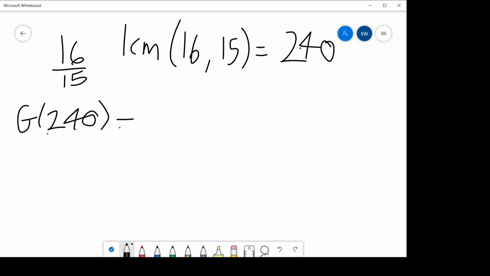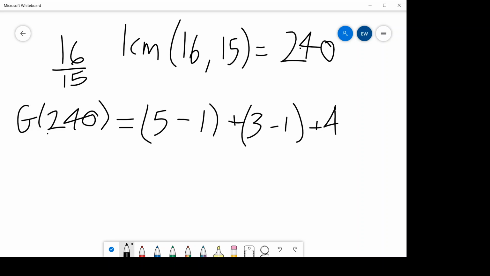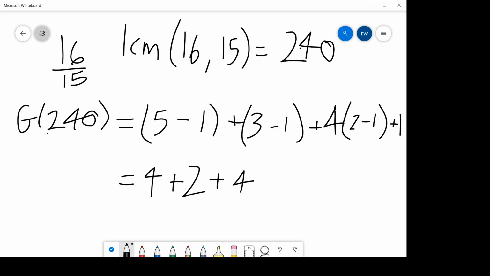G of 240 is equal to 5 minus 1, plus 3 minus 1, plus, we have 4 2's in this case, so 4 times 2 minus 1, plus 1, which is 4 plus 2 plus 4 plus 1, equal to 11. So the minor second is more dissonant than a major triad, according to Euler.